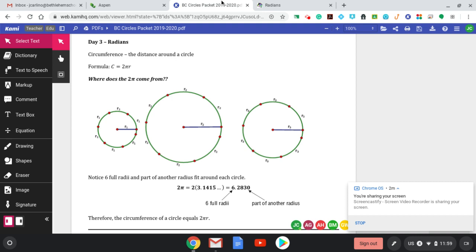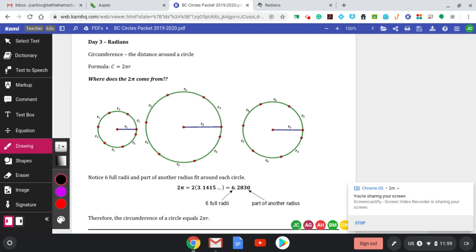Why is that important? Well, 2 days ago, I gave you this formula. Circumference equals 2 pi r, right? And what was circumference again? What's the definition of circumference? That's the distance around the circle, right? The distance around the circle. Well, r stands for radius, right? Guess where that 2 pi came from?